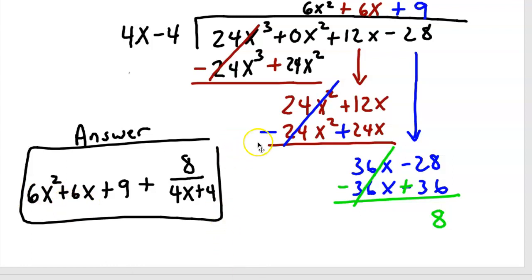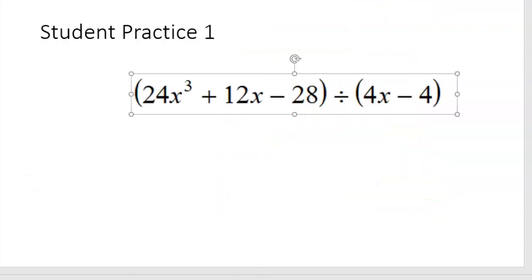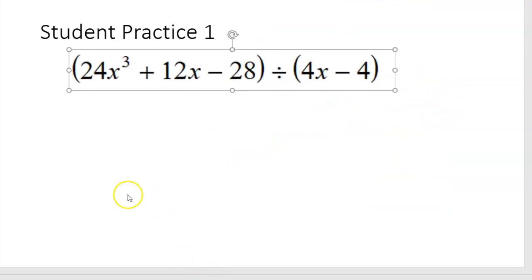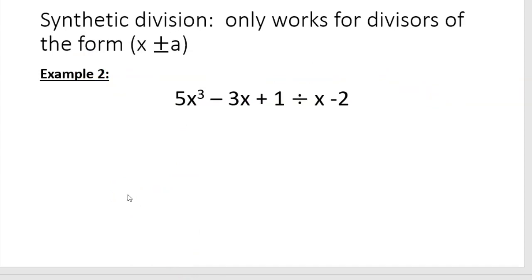Now that's long division. And you could do long division with any kind of polynomials you want to. But it would be nice if it didn't take so long. And someone actually came up with a nice little strategy for dividing polynomials called synthetic division. But the limitation of this method is that it really is only going to work for problems where you have x plus a or x minus a as the divisor.